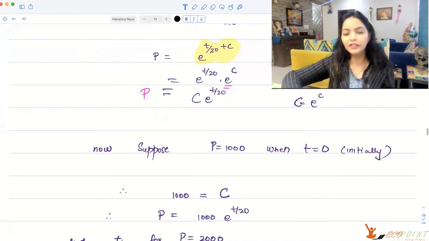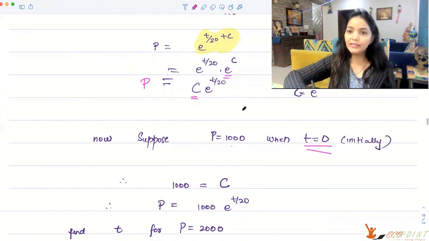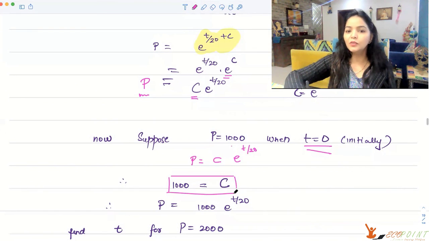I'll tell you how we can figure it out. We can actually find this constant C, because what we know is that initially my P is 1000. Initially means t is 0, and the principal amount that I have is 1000. So C becomes 1000, because P is equal to C e to the power t by 20, and e to the power 0 gives you 1. So putting C as 1000, I get that P is equal to 1000 times e to the power t by 20.